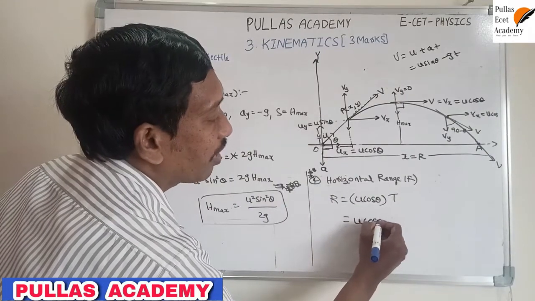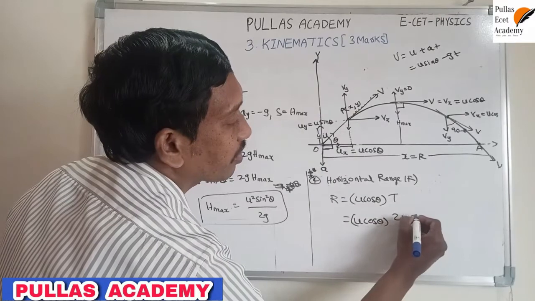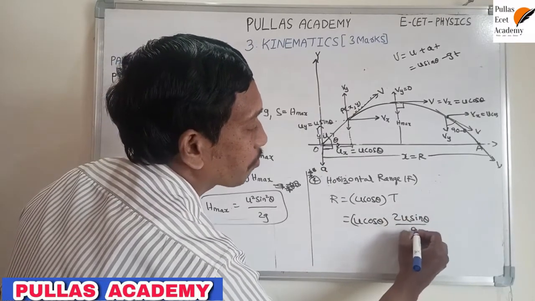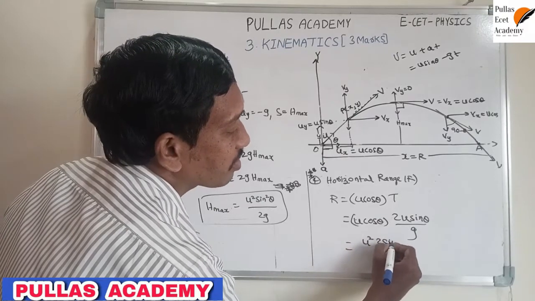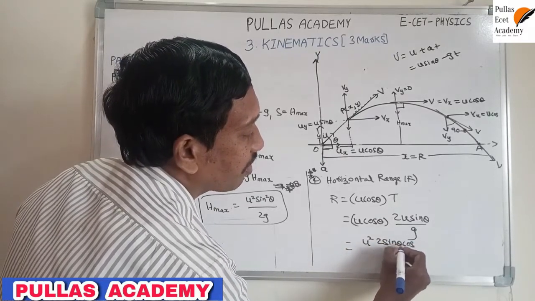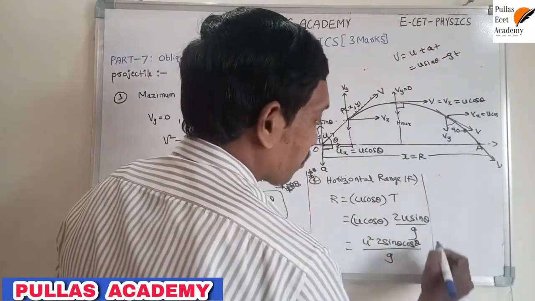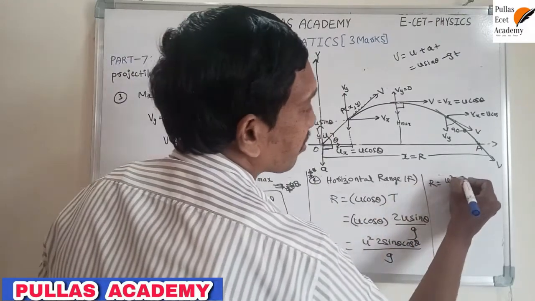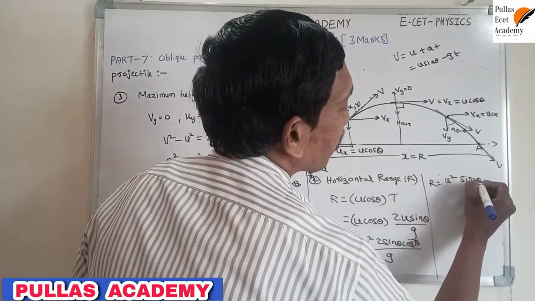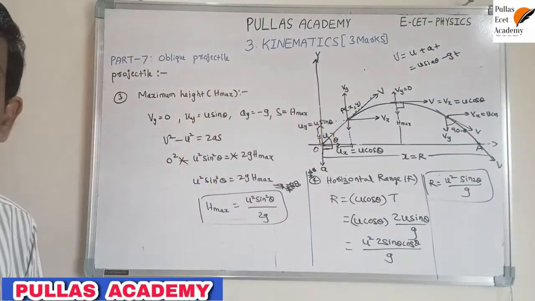Already we have explained what is time of flight of an oblique projectile, that is 2u sin theta by g. This is similar to u into 2u sin theta cos theta by g, which is the formula for R. From this expression, R is equal to u square 2 sin theta cos theta, which is called sin 2 theta. R is equal to u square sin 2 theta by g. So this is called the range formula.